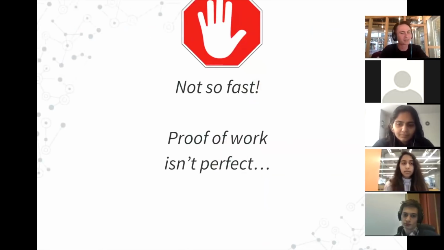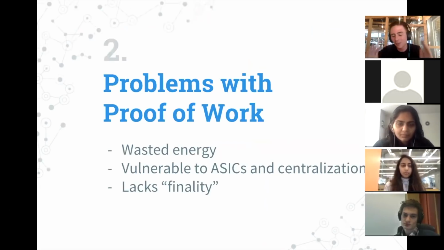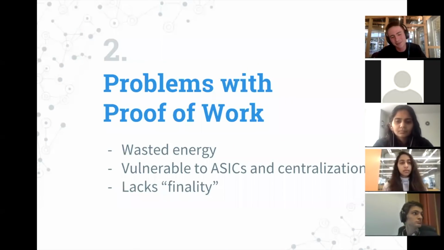But not so fast. Proof of work isn't perfect. That's why we're here. There are a number of issues that we see with proof of work, which is, one, clearly wasted energy, and that cannot be stated enough. Two, it's vulnerable to ASIC centralization and other things that I will talk about later. And it also lacks finality. And this is a key point, this finality stuff.